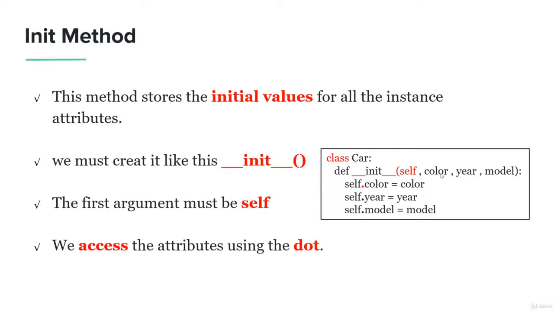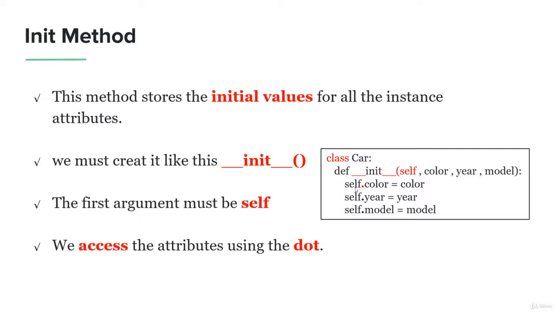And as you can see, the first input for this function, or the first argument, is the self keyword, right? To differentiate the different instances from each other, or the different objects from each other. And then we have the other attributes or the other parameters that we want to create the car with. So we have the color, the year, and then the model.